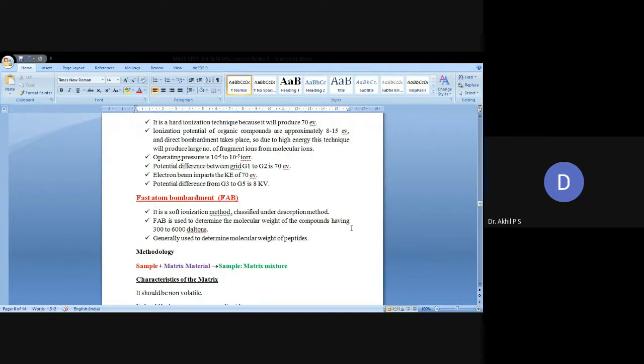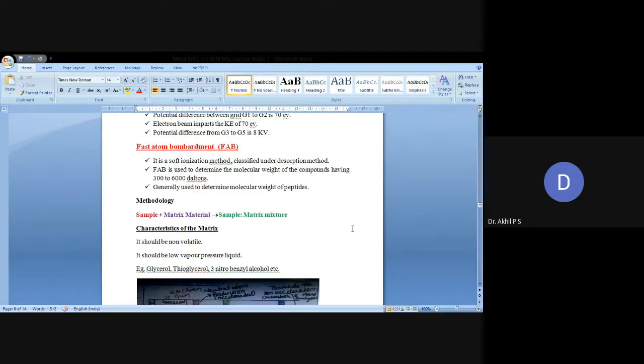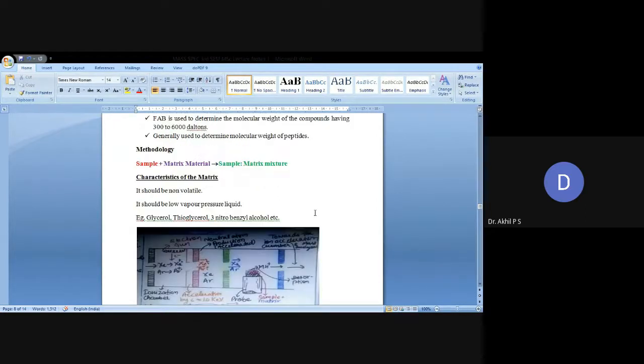Next, fast atom bombardment FAB. It is a soft ionization method classified under desorption methods. FAB is used to determine the molecular weight of compounds having 300 to 6,000 daltons, generally used to determine the molecular weight of peptides. Methodology: sample plus matrix material gives a sample matrix mixture. Some characteristics of the matrix: it should be non-volatile, a low vapor pressure liquid. Examples: glycerol, thioglycerol, 3-nitrobenzyl alcohol, etc.